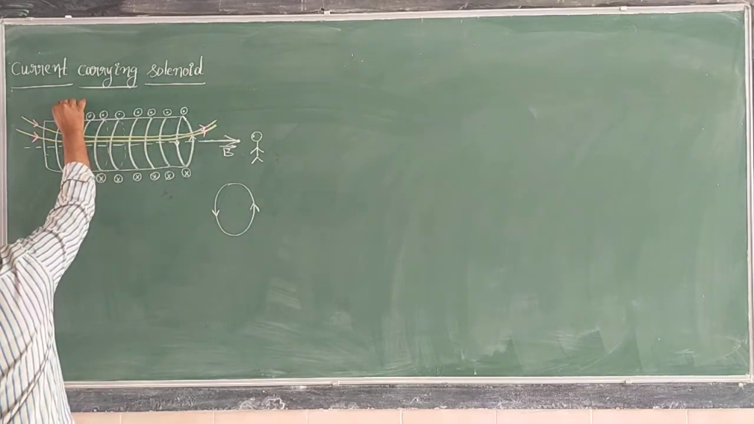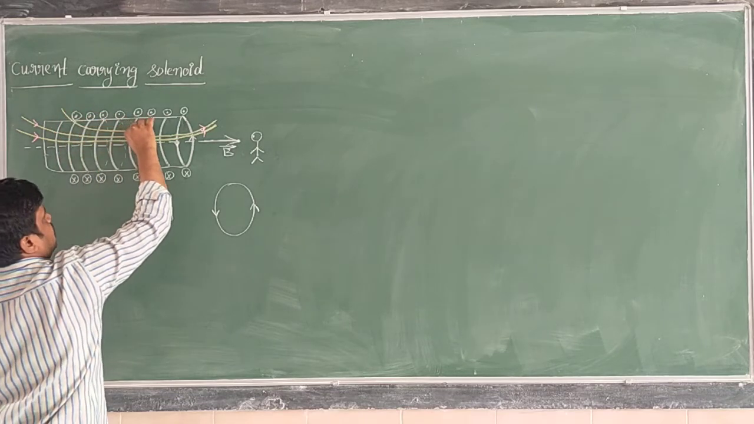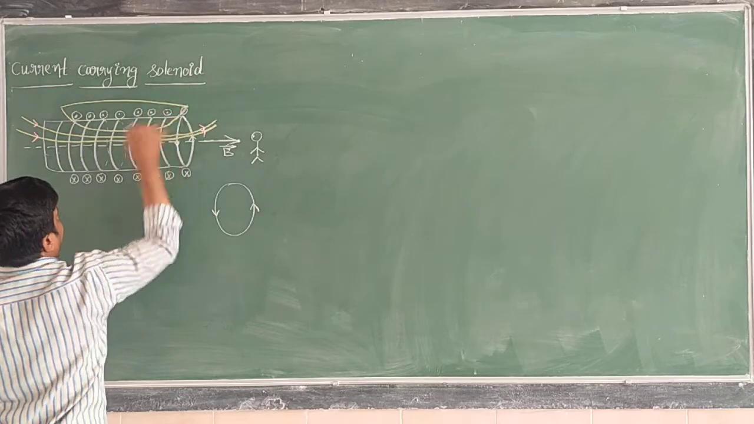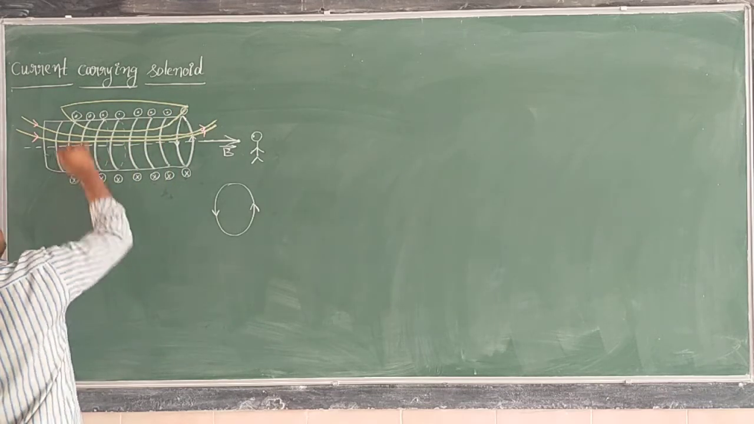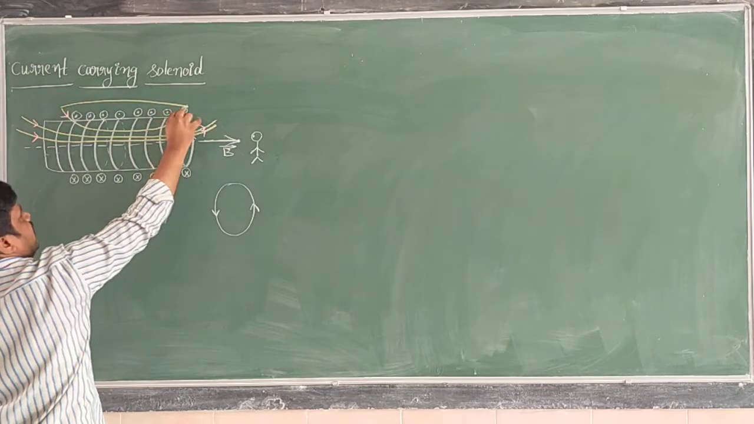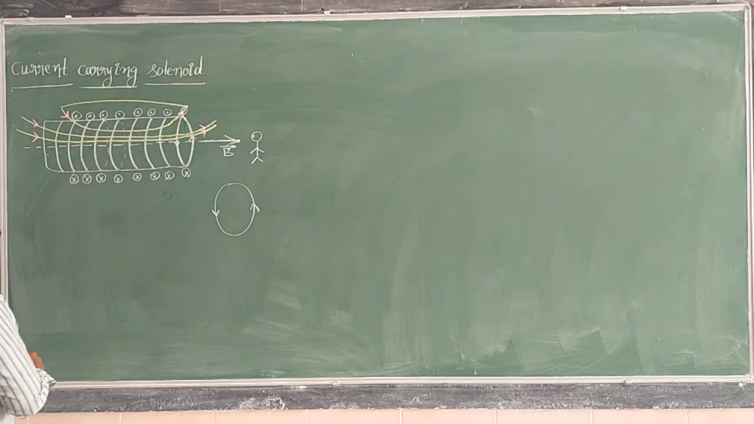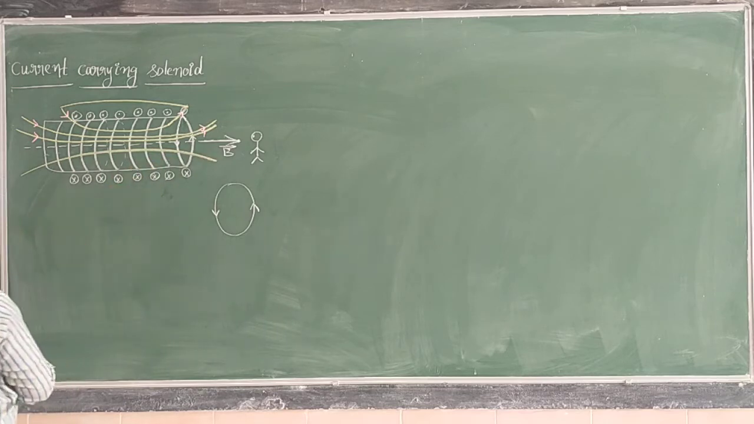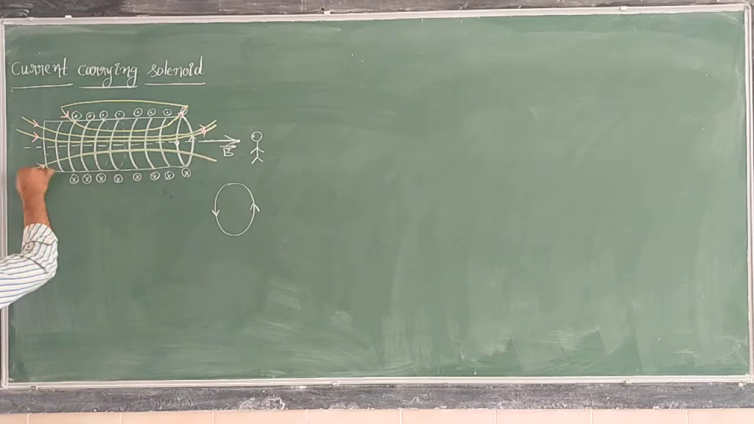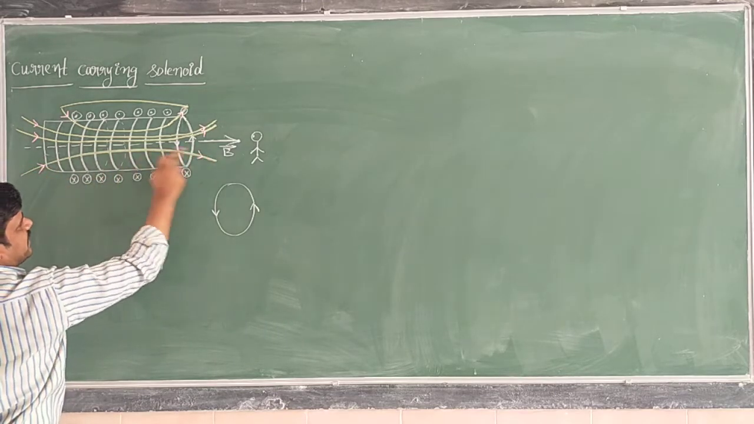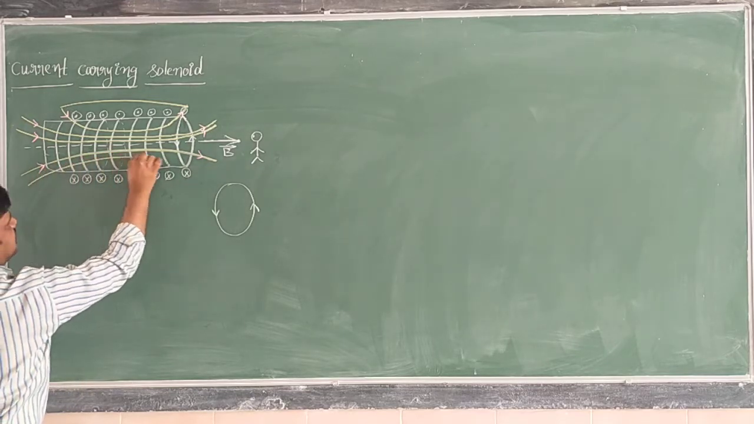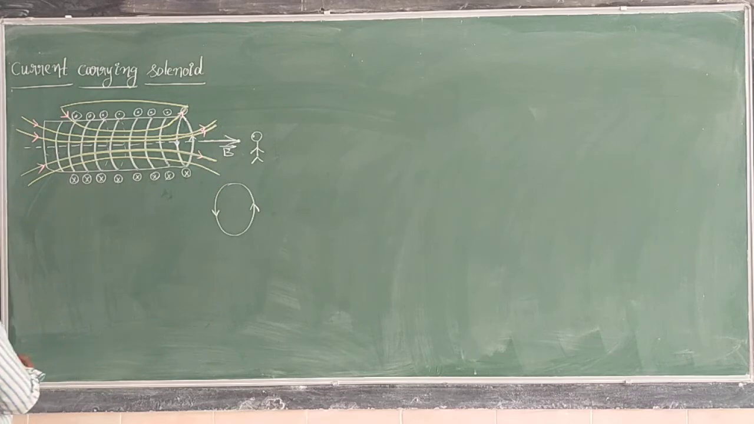Here you see, this is nothing but the direction of the magnetic field. Right here, the direction is inward, and right here, outward. Next, here also you see the direction of the magnetic field. Here it is inward, here it is outward. Why? Because the direction is like this. This is also the direction of the magnetic field.